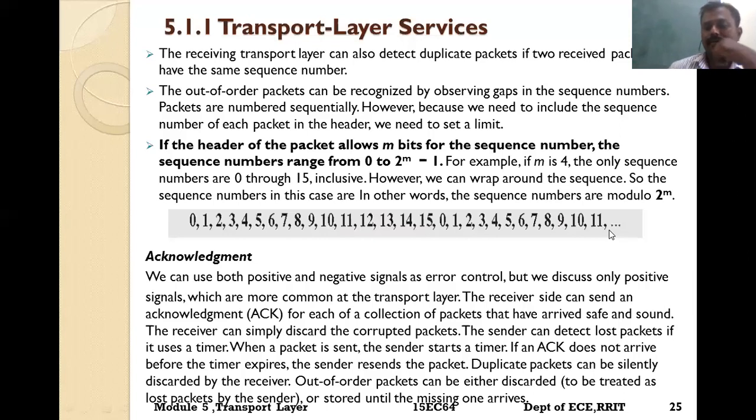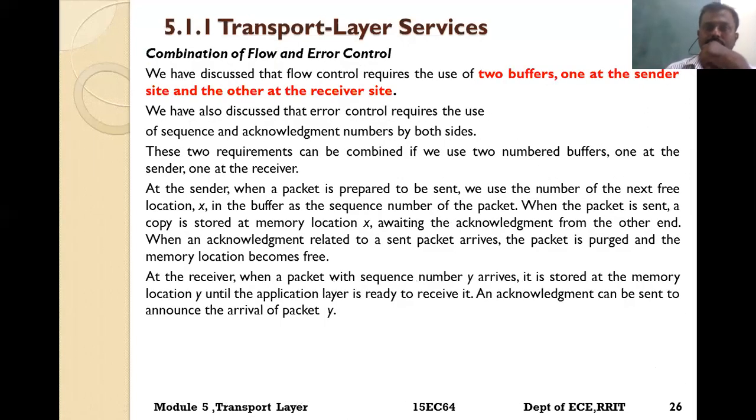Acknowledgement is given as a certificate that the packet has been received uncorrupted. So that is how acknowledgement is used. In order to send an acknowledgement, an acknowledgement number or a positive acknowledgement can be used. Here we look at the combination of flow and error control.